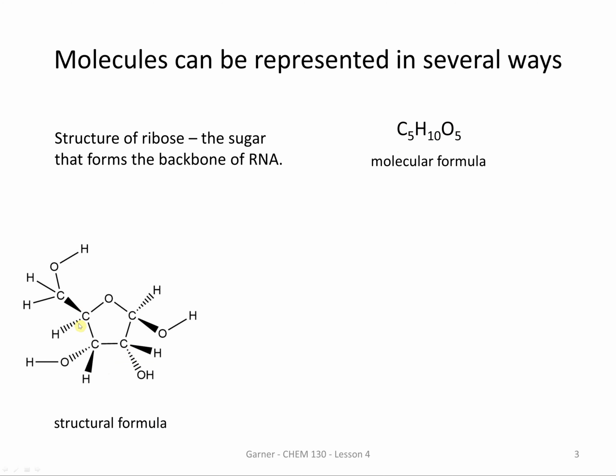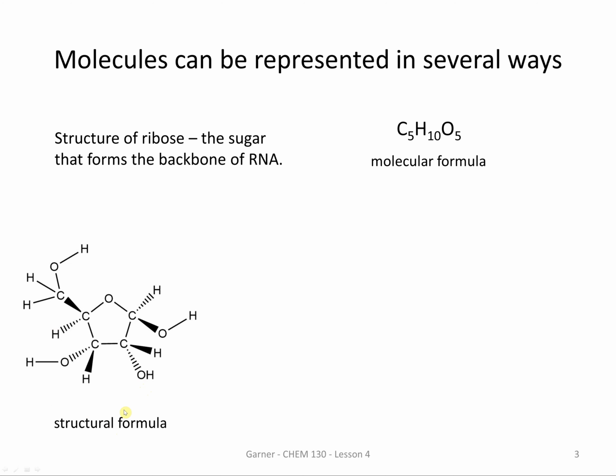I do want to go ahead and introduce what these thick wedged lines represent, as well as these dashed lines. These lines are an attempt to show three-dimensionality in this structure. This wedged line represents that the carbon at the thick end of the line is coming out of the screen at us. The dashed line shows the reverse of that. The dashed line shows that the hydrogen at the thick end of that dashed line is going into the plane of the screen away from you. So these are one way of showing three-dimensionality in these two-dimensional structural formulas.